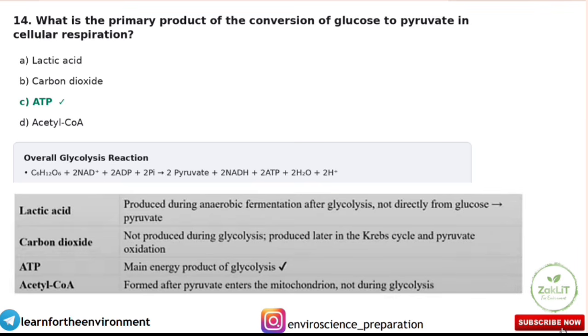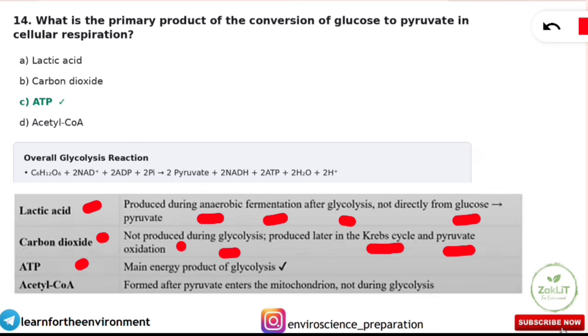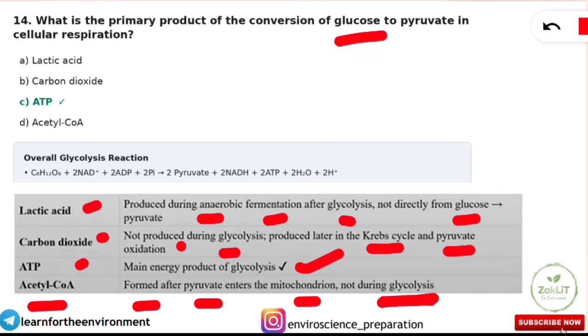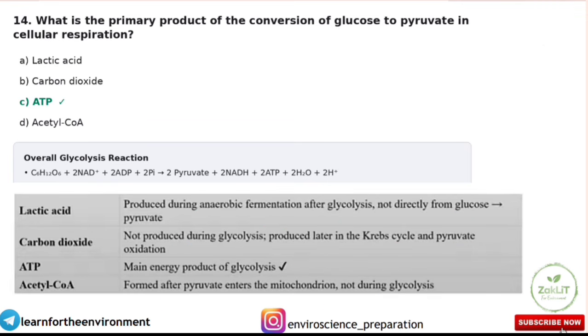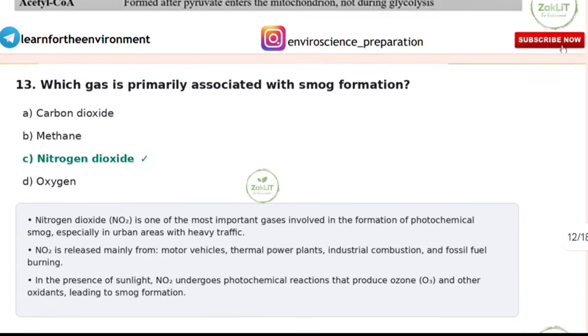Here lactic acid. Yes, lactic acid is produced during anaerobic fermentation after glycolysis, not directly from the glucose to pyruvate stage. Carbon dioxide, it is not produced during glycolysis. It is produced later in the Krebs cycle and pyruvate oxidation. ATP, main energy product of the glycolysis, that is the primary product for the conversion of glucose to pyruvate. Acetyl coenzyme, it is formed after pyruvate enters the mitochondrion, not during the glycolysis. Here it is asking the conversion of glucose, which is the glycolysis stage. So acetyl coenzyme formed after pyruvate enters the mitochondrion. So I hope you are noting down. Again I am repeating. Let's move on to the next question.